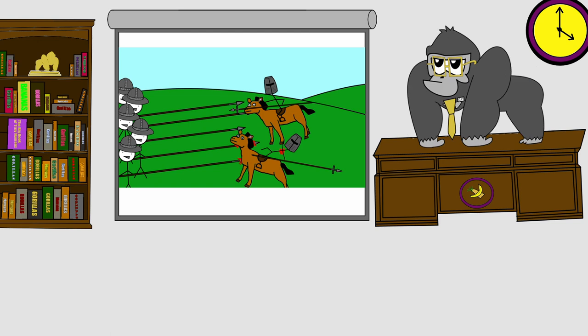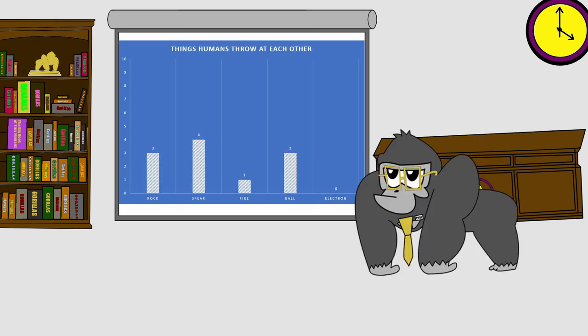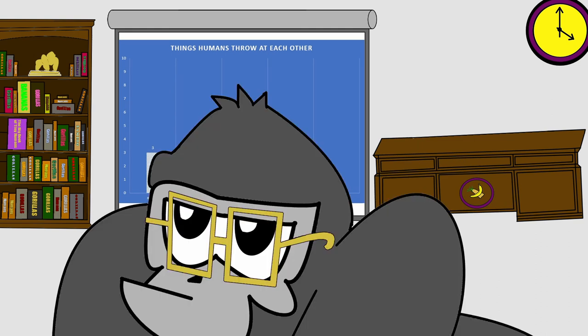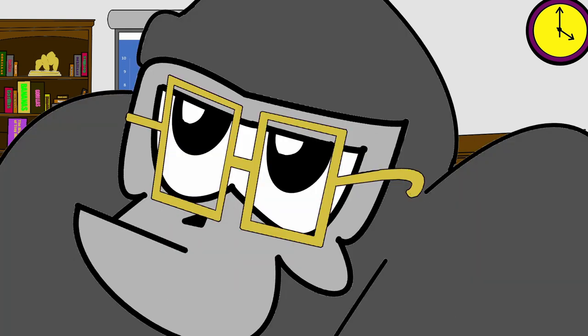Well, that's the bell. As you can see, our chart empirically shows that, so far, humans prefer penetration, not uncommon for a creature's early years. That's it for today. Oh, you wanted through the present day? Well, too bad! Come back next time!